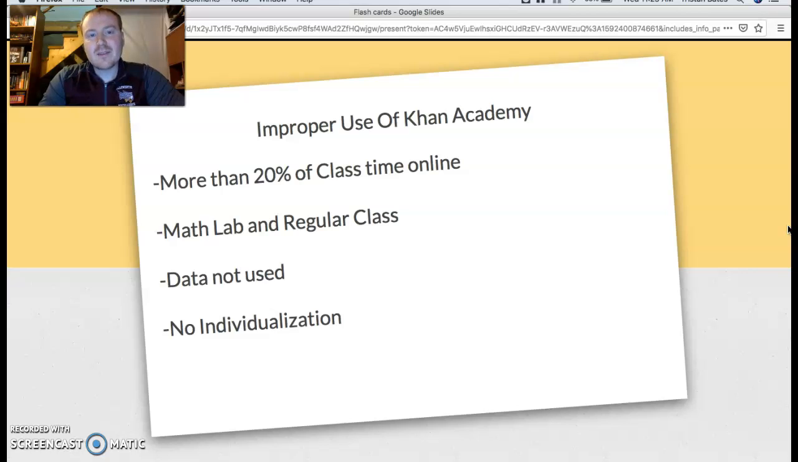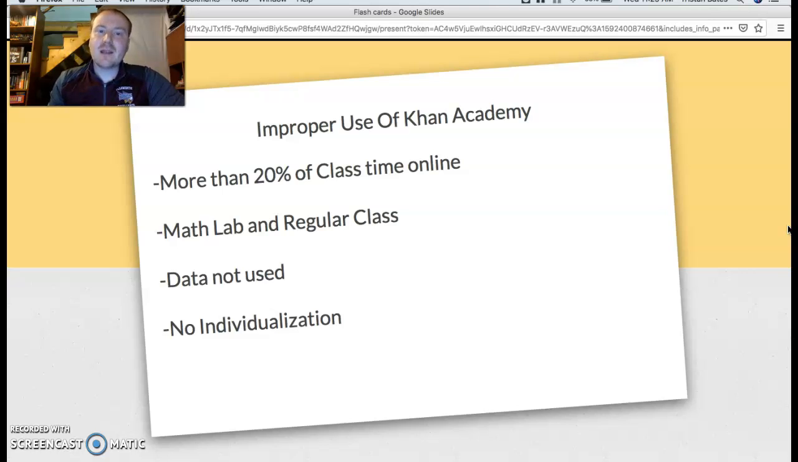So one of the things is more than 20% of class time online. Sal Khan says that it shouldn't be more than 20%, right? So a lot of people, when they do flipped learning, do a lot of online, and it ends up being a lot of the class time is online, which isn't what it should be. It should be the students interacting with each other. So that was one of the big things about improper use of it.